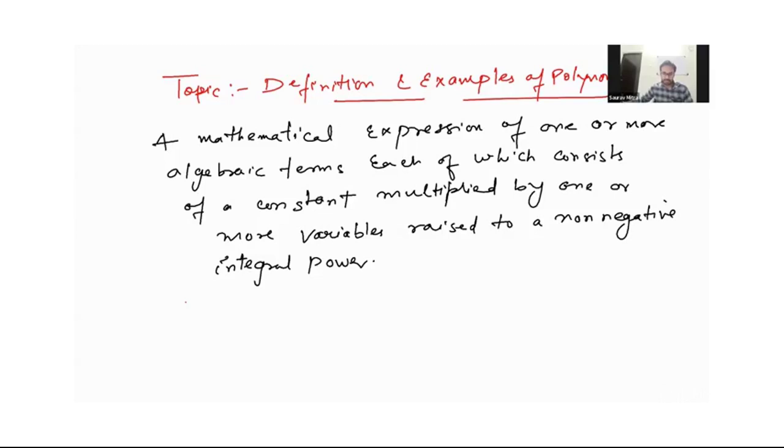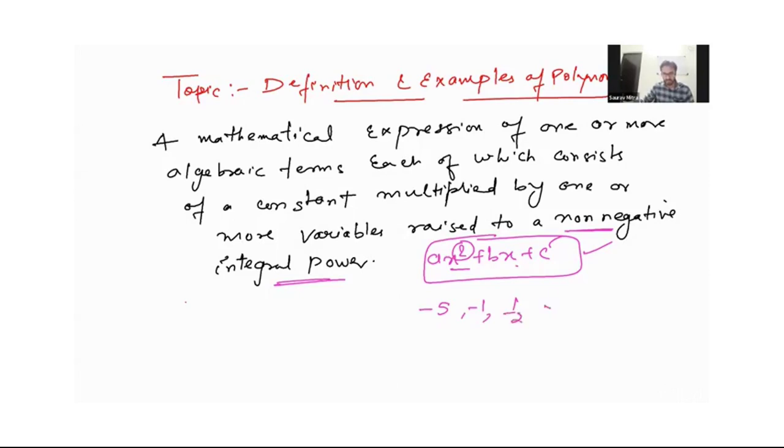A polynomial is always expressed like ax square plus bx plus c. There are variables and constants, and this combination of variables and constants is called a polynomial. One thing is strict: the power of the variable should be a whole number, non-negative. It should not be negative, like -5 or -1; this is not allowed. Fractions and roots are also not allowed. If all these conditions are satisfied by an expression, then it will be called a polynomial.